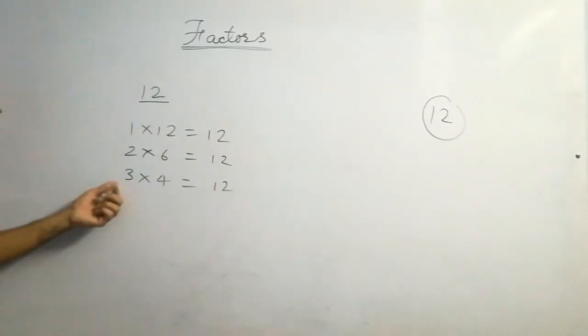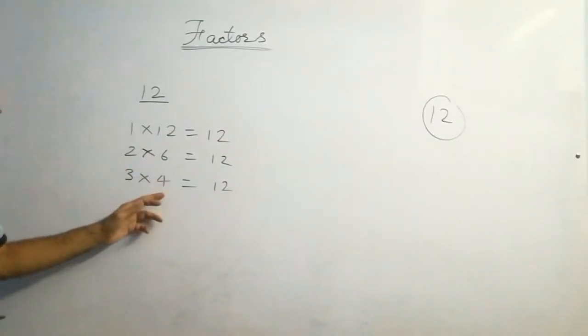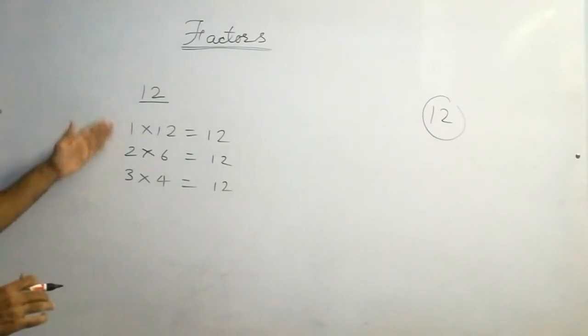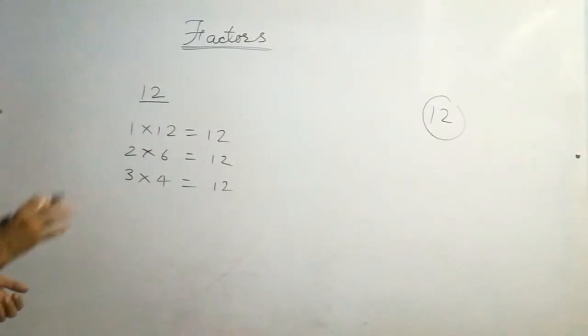Alright, after 3 there is 4. 4 3 are 12, but 4 has already appeared. So think for 5. 5 की टेबल में 12 नहीं मिलता है. Then 6 has already come. Okay, now all the numbers are repeating themselves. So we will stop the process.